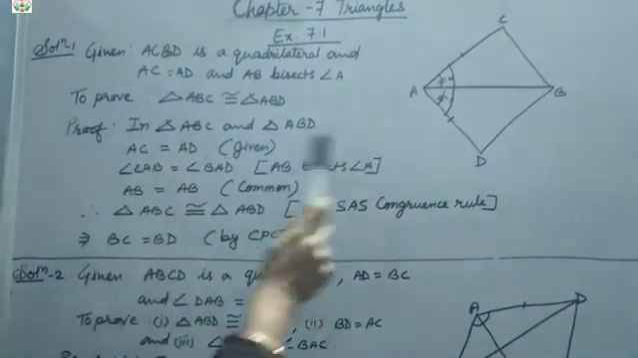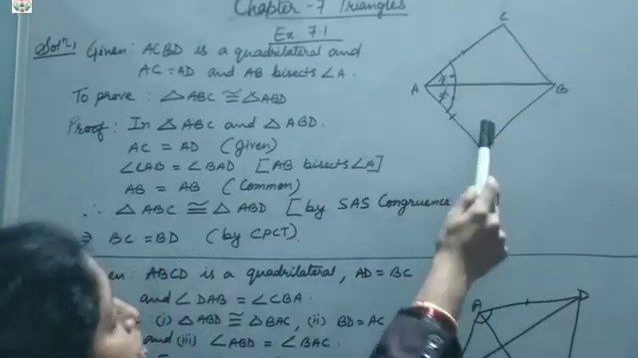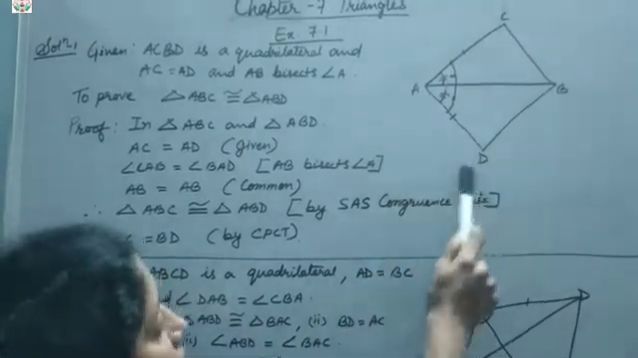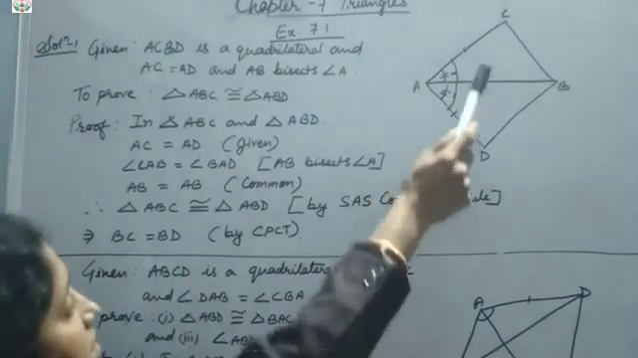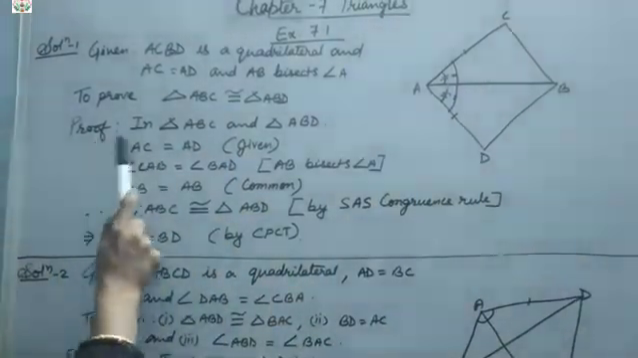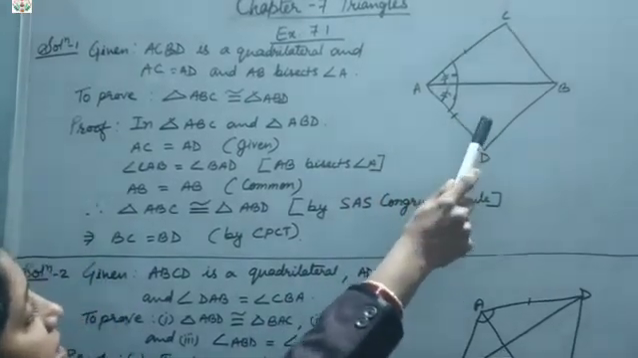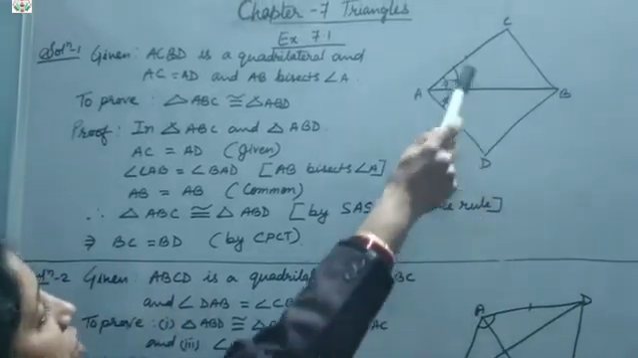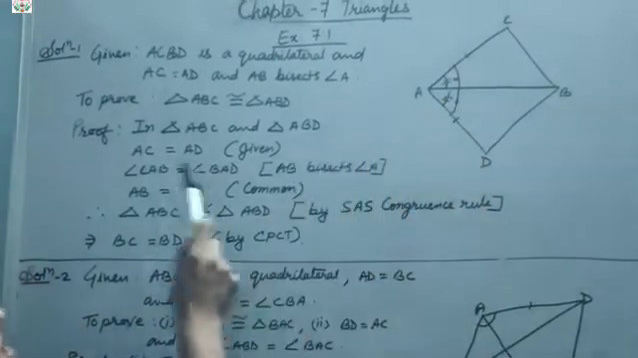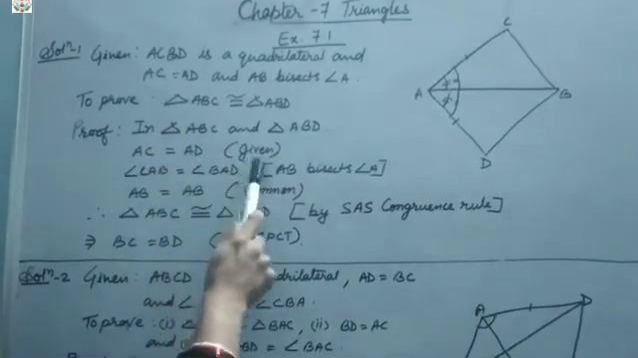To prove what? This triangle ABC is congruent to triangle ABD. Congruence means equal. So now the proof part. In triangle ABC and in triangle ABD, we know that this is equal to this. It is given in the question only. It is given that AC equals AD.